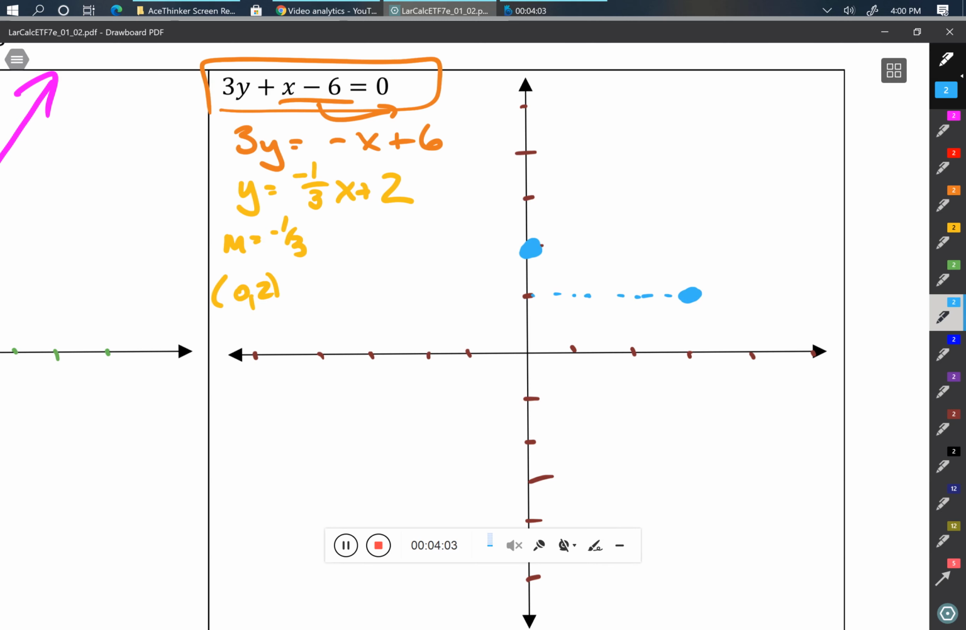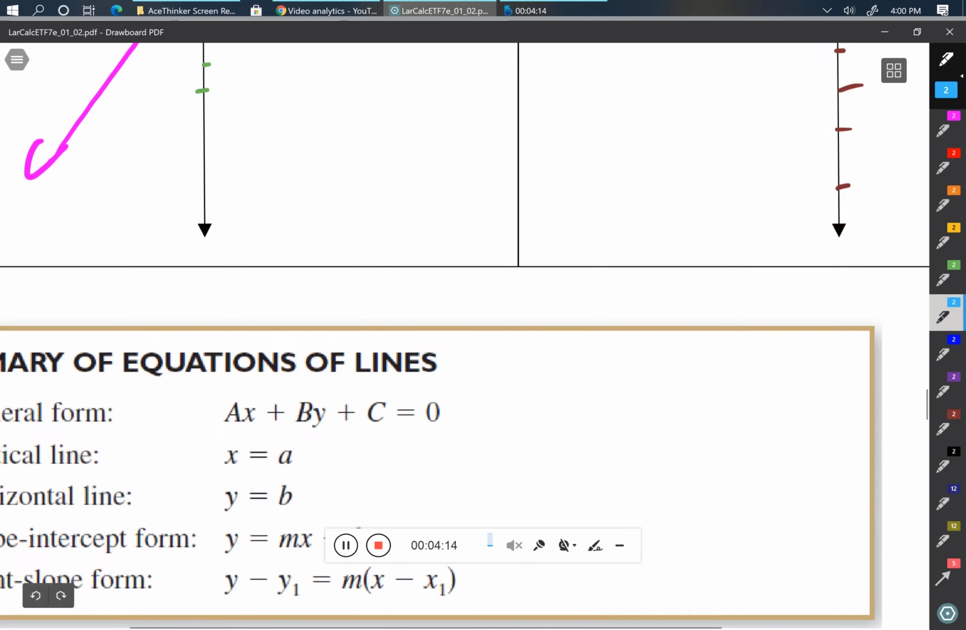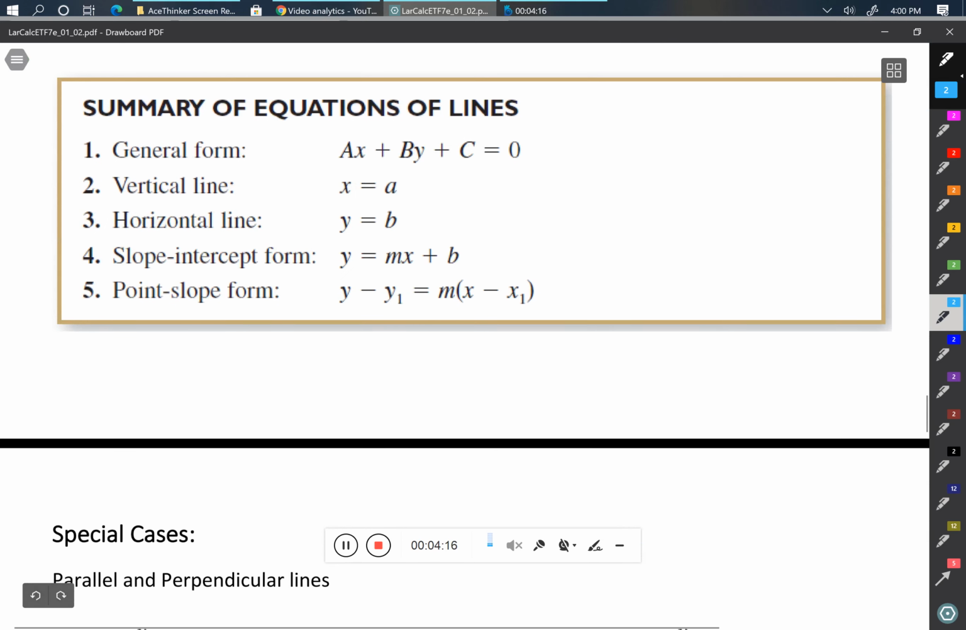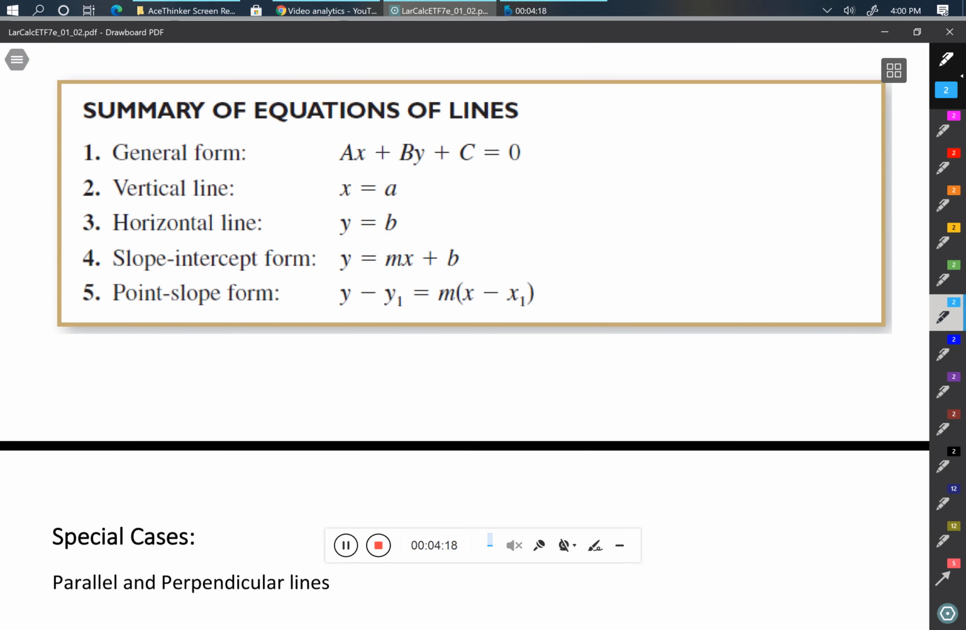And then if x were to go up by 3 again, it would go down another 1, and I can sketch that line in and find that. So there's a sketch of my line. Right? So, as a summary, we have general form.